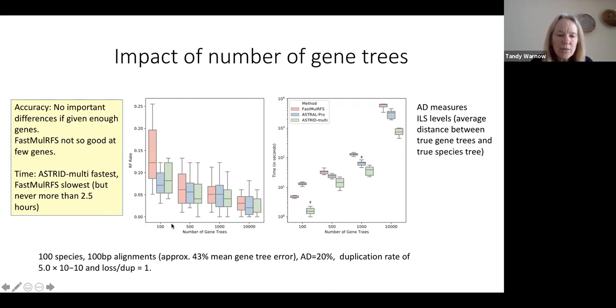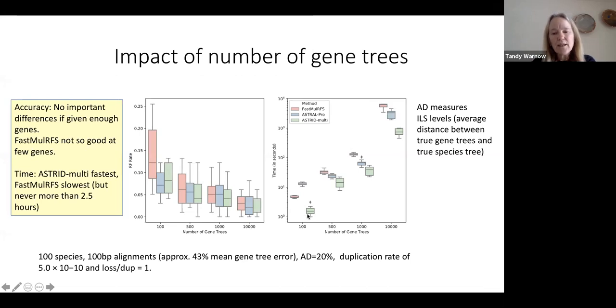And with 100 genes, which is right here, the pink is FastMulRFS, blue is ASTRAL-Pro, green is ASTRID-Multi. FastMulRFS is not quite as good. This is about 12% error in the species tree. These are both like 7 and 8% error, okay? So at 100 genes only, there's an advantage to using ASTRAL-Pro or ASTRID-Multi. As you increase the number of genes, all the methods look about the same, right? And the errors drop. Okay, so increasing the number of genes improves accuracy and the differences between methods disappear.